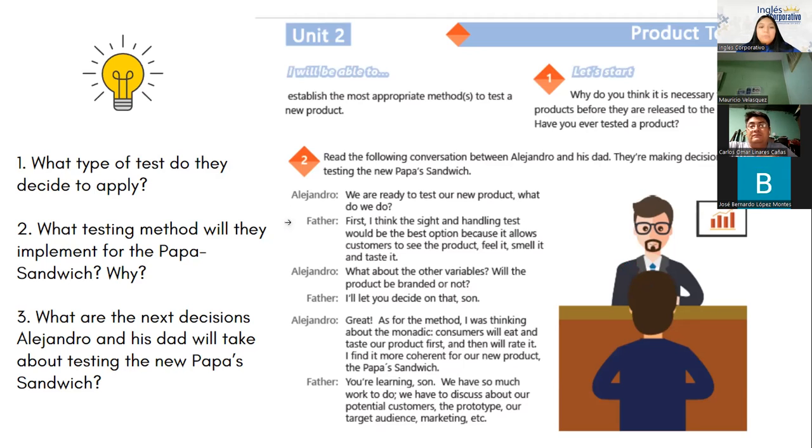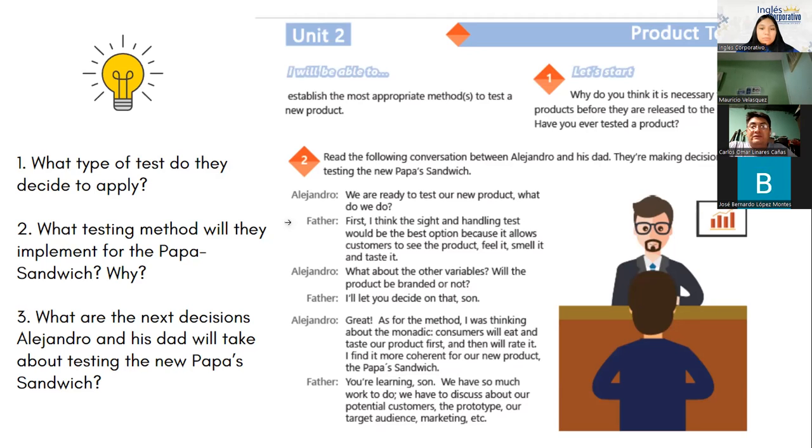What do we do? First, a sight and handling test will be the best option because it allows customers to see the product, feel it, smell it, and taste it. What about the other variables? Will the product be branded or not? I let you decide on that soon. Very good.